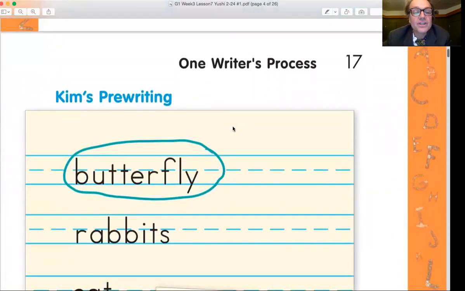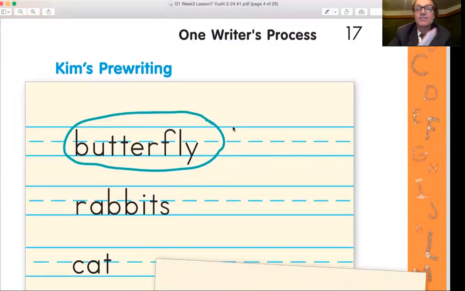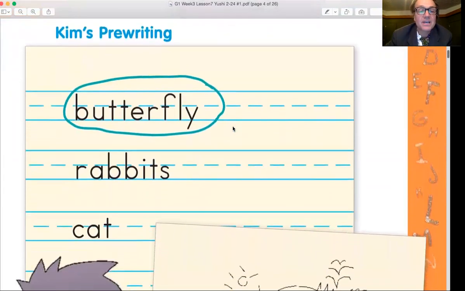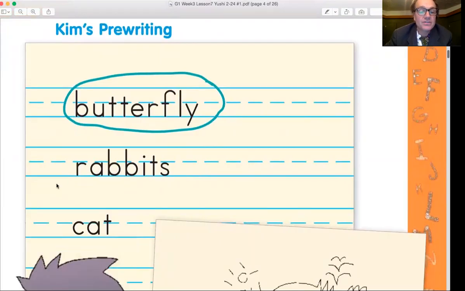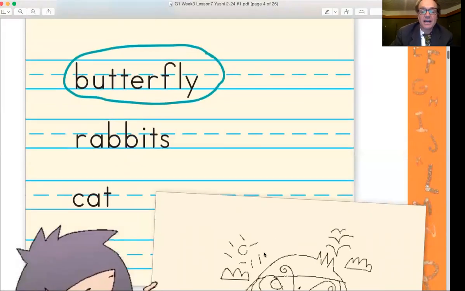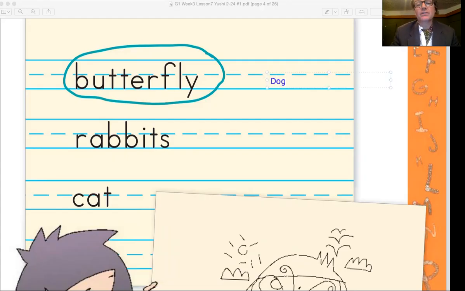Let's look. Here is where she wrote them down. This is still pre-writing now. She's making some decisions. She wrote down butterfly. She wrote down rabbits. She wrote down cat. What else could she have written down? I think she could have written down maybe a dog. She could have done that, yep. She could have written down a goat. What other living things are there? Let's see. What's the strangest living thing we can think of?